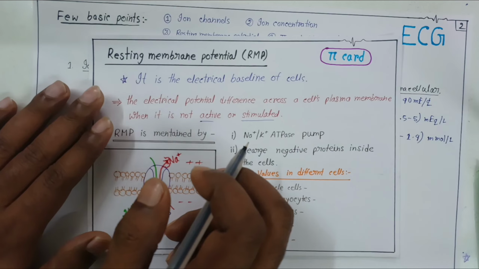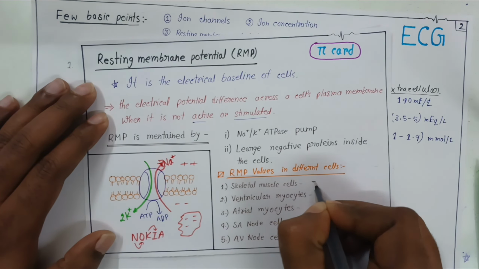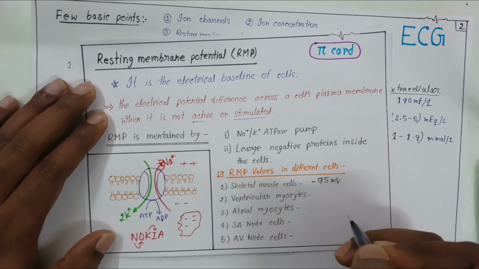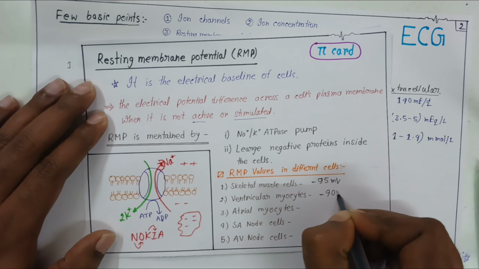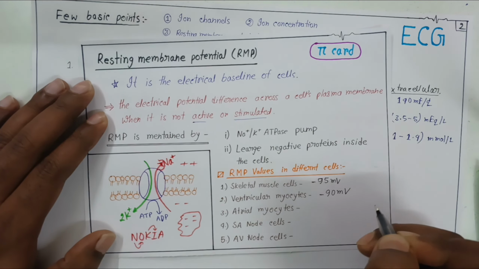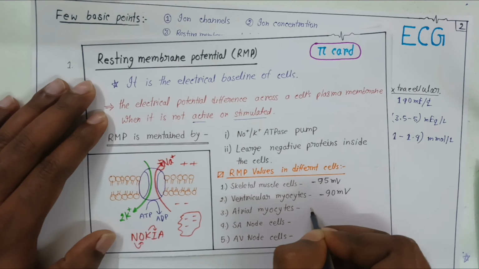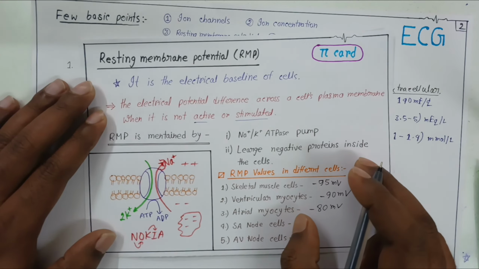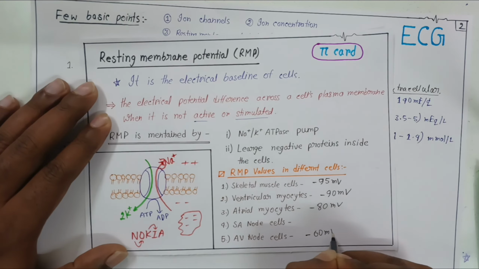So resting membrane potential of skeletal muscle cells is about minus 95 millivolt. In case of ventricular myocytes, it is about minus 90 millivolt. In case of atrial myocyte, it is about minus 80 millivolt. And in case of AV node, it is about minus 60 millivolt.